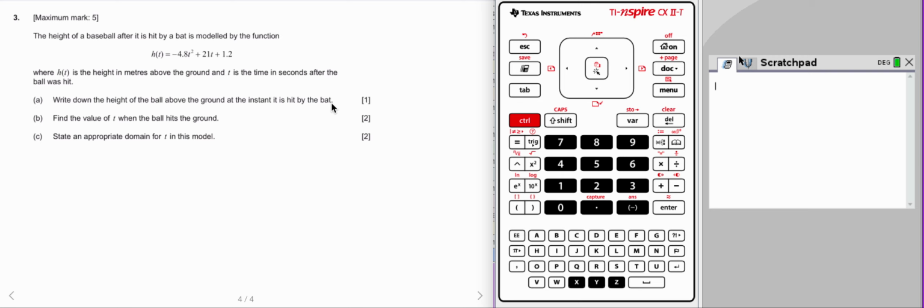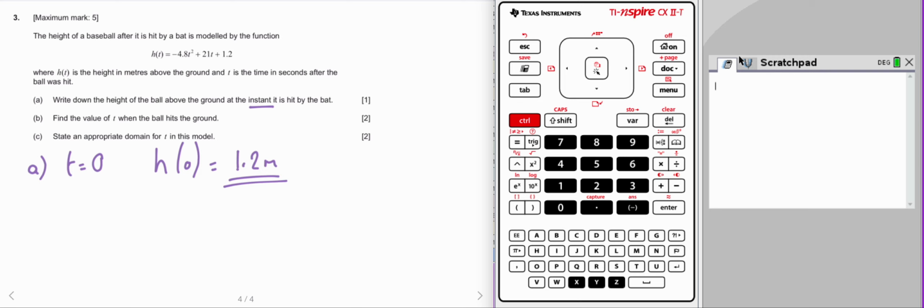Okay, so in this case, what is being implied is that the time is going to be 0. So at the instant that it's hit by the bat, that's when the model actually starts happening. So we're looking for h(0). If we substitute 0 into all of those bits, -4.8 times 0 plus 21 times 0, we're just left with 1.2. So the height at which the ball is above the ground is 1.2 meters when it's hit. Find the value of t when the ball hits the ground.